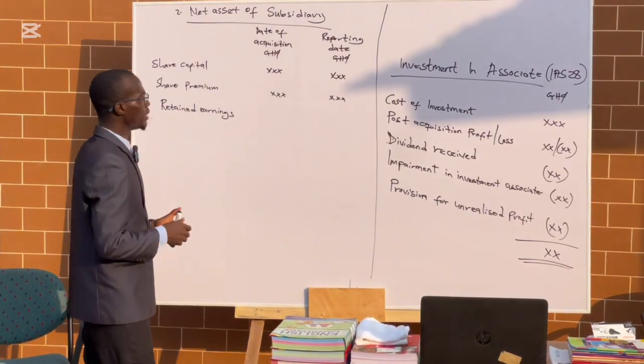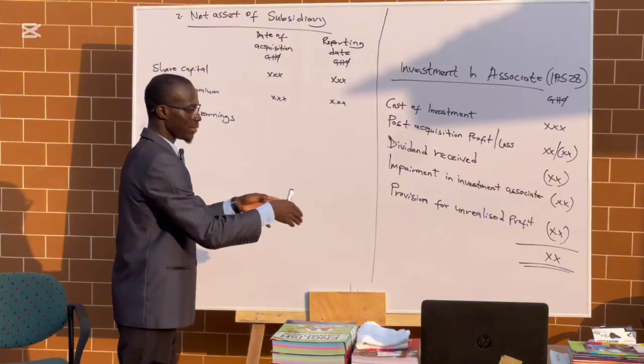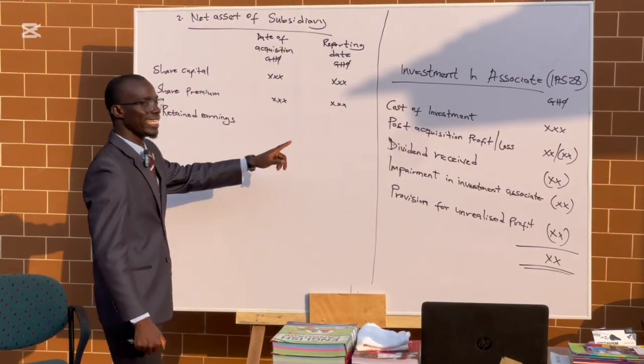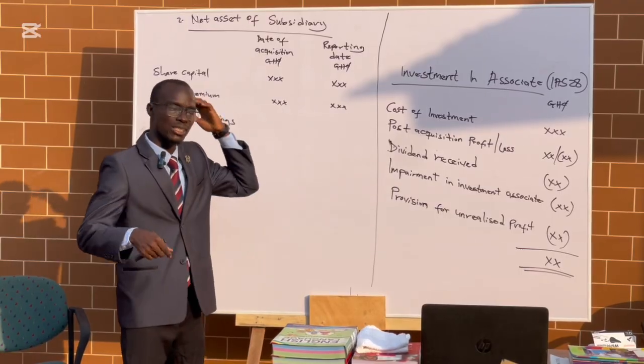So what I will do is that in the statement of financial position, when you go to the subsidiary side, you will see retained earnings. The retained earnings figure that you see there, like I said, is the reporting figure. So you have to bring it here.